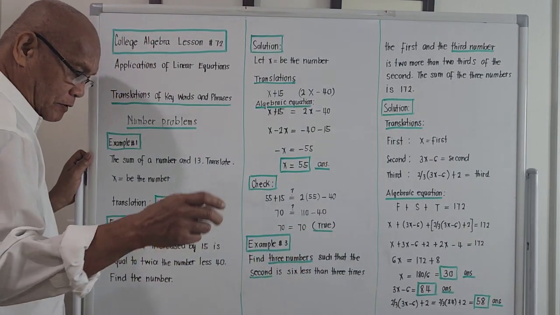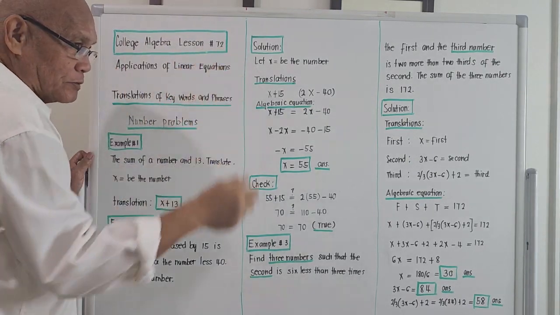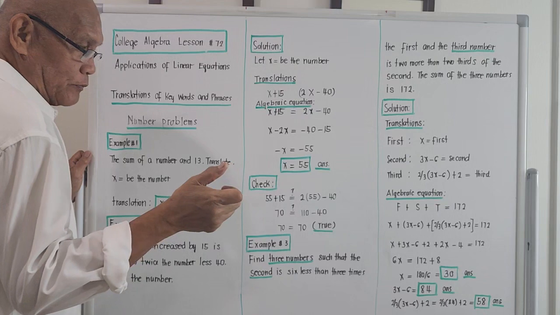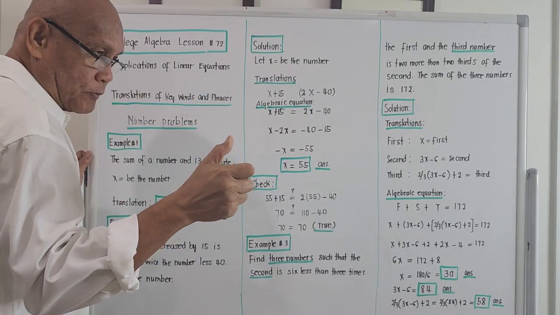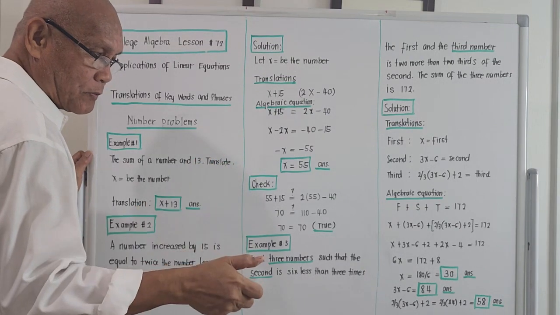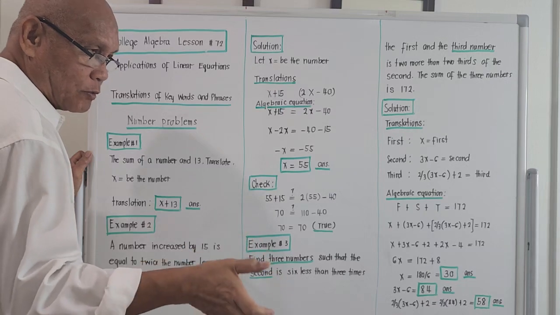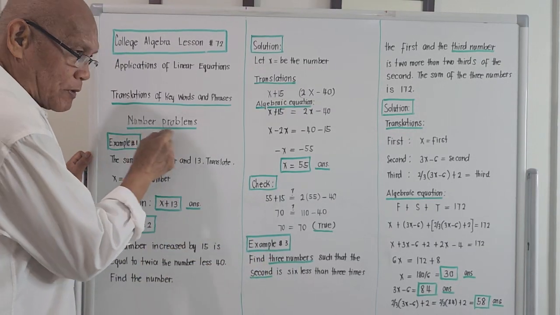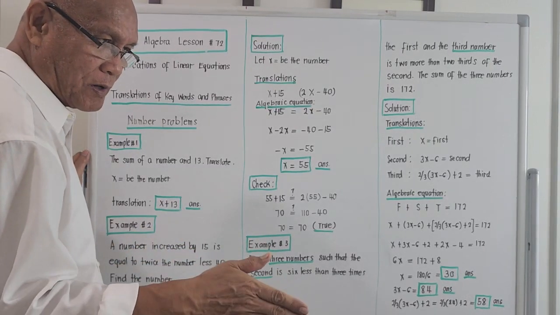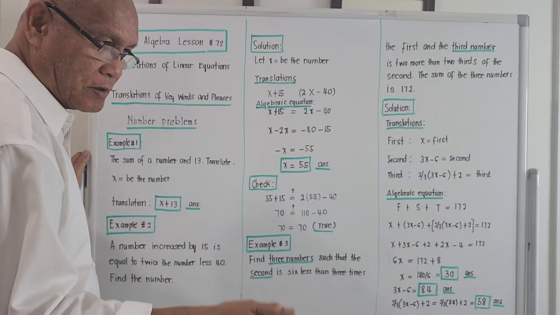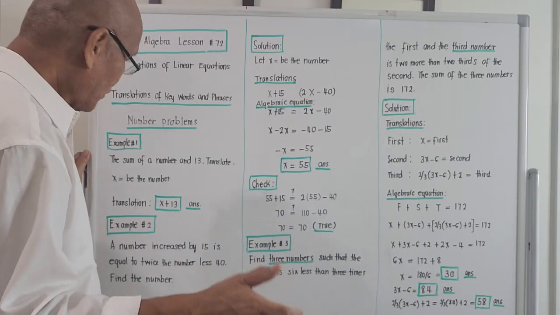The subject matter for this morning will be college algebra lesson number 72. The title of the topic will be applications of linear equations for worded or verbal problems. The number one topic under verbal or worded problems is the so-called number problems. There are so many variations of problems under verbal or worded problems, but for tonight, we will be discussing the solution of number problems. Let's proceed.